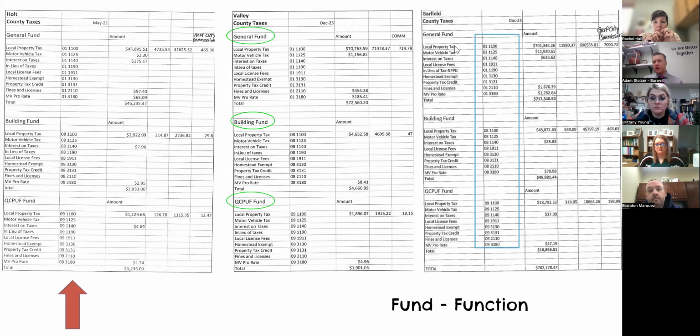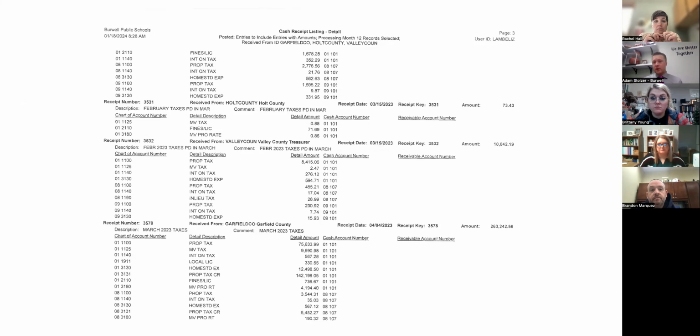Again, these are just highlighting the fund and the function. There's really not going to be an object with that, because you're not getting anything specifically. You're just putting them into those accounts and then going from there. And then this is another way to represent that same stuff on the revenue side.